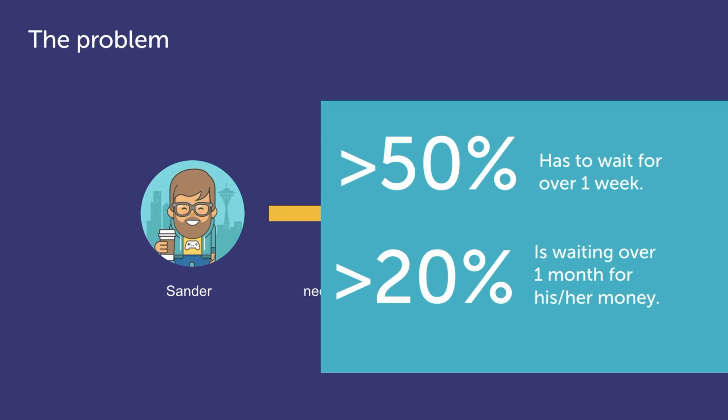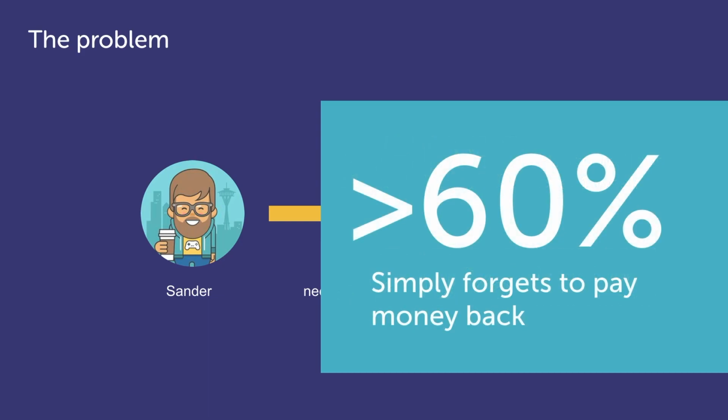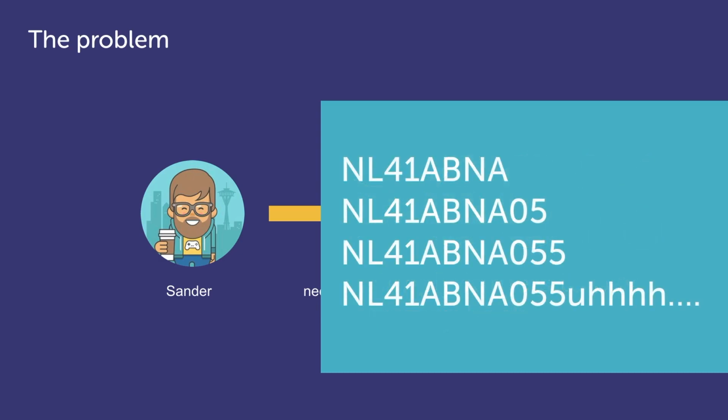And what we found out while researching it was that more than 50% of the people had to wait for more than 1 week to get the money back, and more than 20% had to wait more than 1 month. So we saw a problem there, and more than 60% would even forget entirely to pay back. Most of the issues were related to remembering the IBANs and having to type them out.